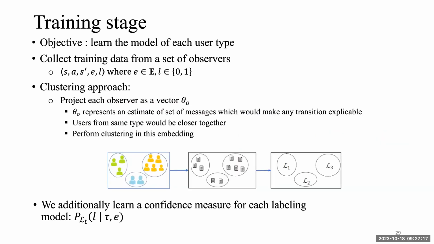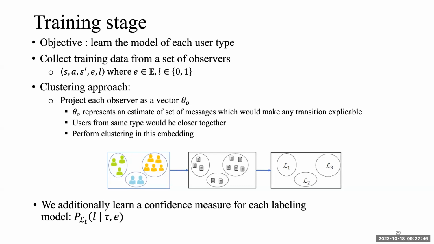And so in this particular embedding, observers of the same type would be clustered together because they would need similar explanations. Thereby, we will perform clustering in this embedding. So once we do that, we would have clustered observers into their respective user types. After that, we can retrieve whatever data was collected from each of the observers, and then we can learn the labeling model for each of the user types.